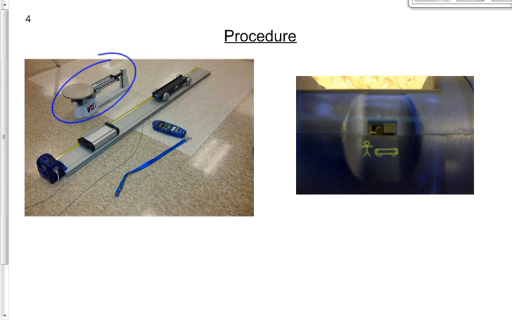This is our triple beam balance scale. This is going to be what we call an air link. And I'll explain what that's for in just a second here. This is what we call a motion sensor.